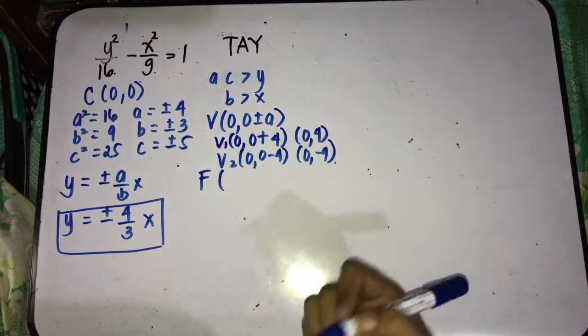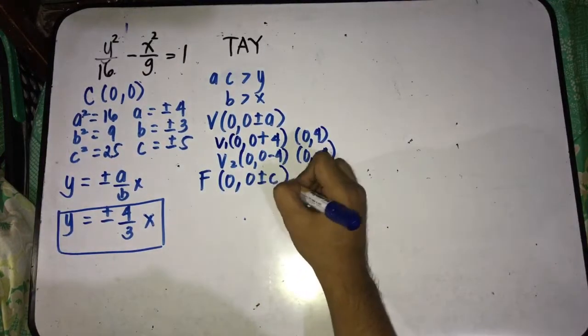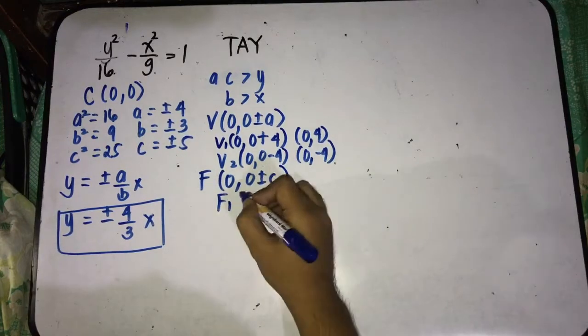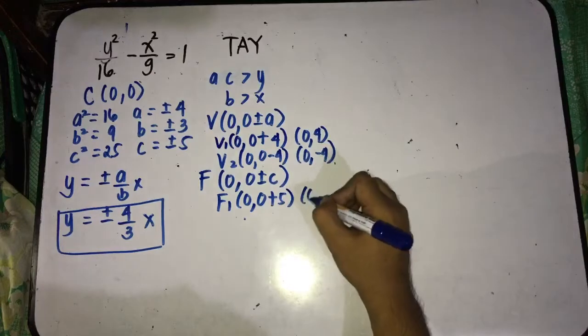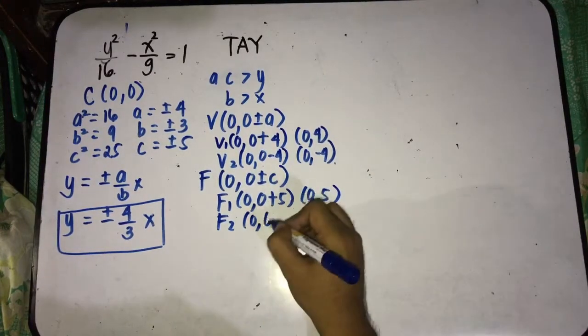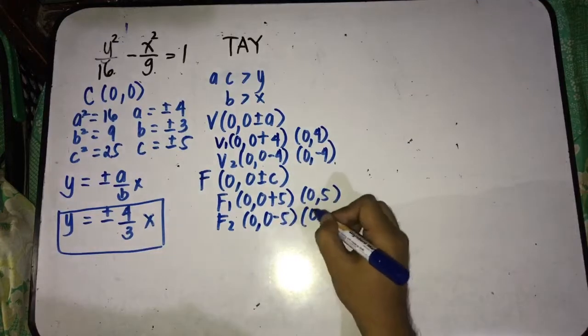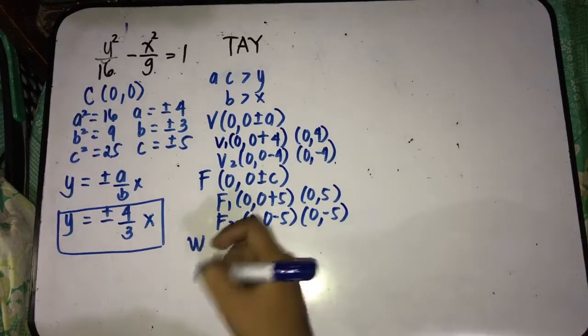And for the foci, again, since this will also lie on the y-axis, the foci are (0, 0 plus minus c). Therefore, F1 is (0, 0 plus 5), that is (0, 5). F2 is (0, 0 minus 5), that becomes (0, negative 5).